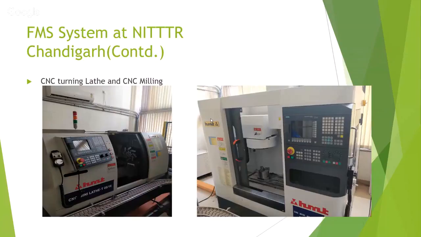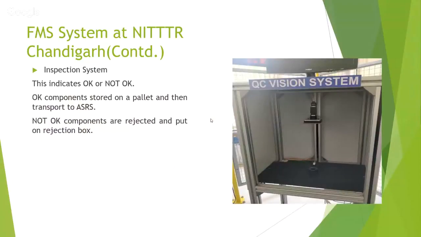So these are the two CNC workstations. One is the CNC turning lathe and the other is CNC milling. Both are operated by the Siemens controller 808D. Next is the inspection system. It checks whether a component is okay or not. Basically it checks the internal diameter and the external diameter of a component. If it is okay, then it stores that component in the ASRS, the automatic storage and retrieval system. If the component is not okay, then it puts it in a rejection box.